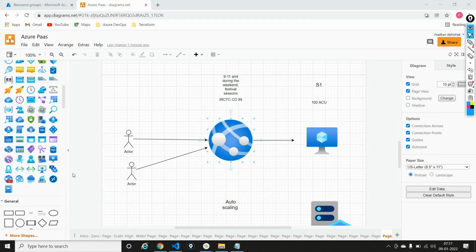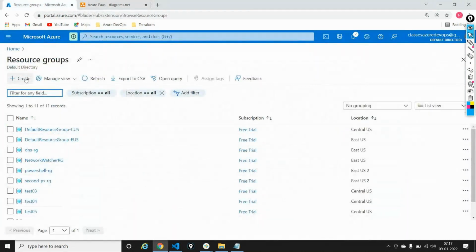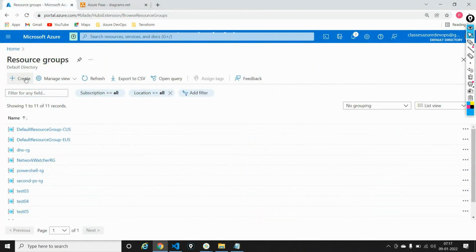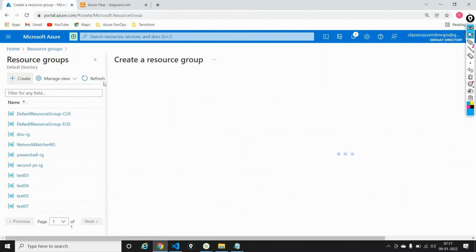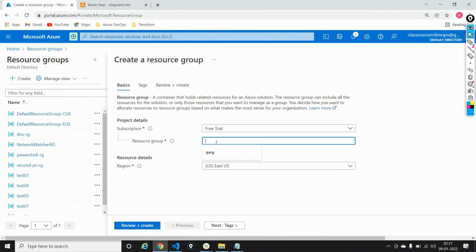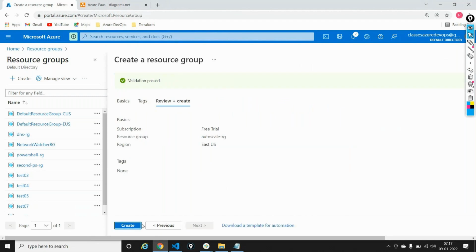Okay, so let's get started then. I'll go ahead and create a resource group for myself as I did yesterday. I'll just name it auto scale RG. Let's create it in East US. I'll say review and create.